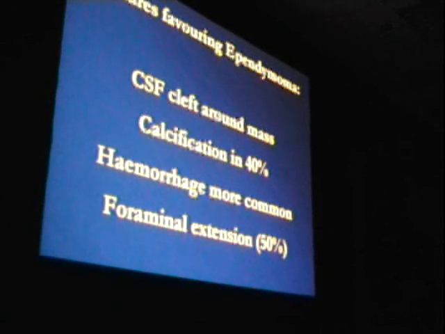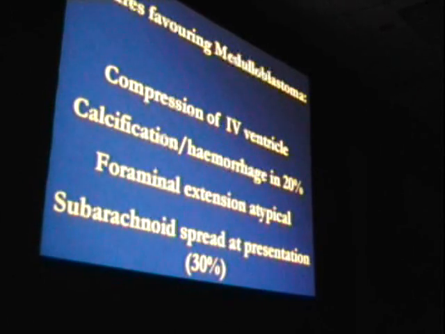Ependymomas can calcify in 40% and foraminal extension, as it oozes out of the foramen of Luschka, is a very useful feature when you see it, but you only see it in half of cases. So if you see it, you can favor ependymoma. If you don't see it, it doesn't really help you. Features that favor a medulloblastoma are, rather than expansion of the fourth, because medulloblastomas arise from the superior medullary velum and tend to crush the fourth ventricle inferiorly. While the extent of medulloblastomas will show calcification or hemorrhage, and while that's less than ependymomas, it's still a substantial percentage for each individual case.